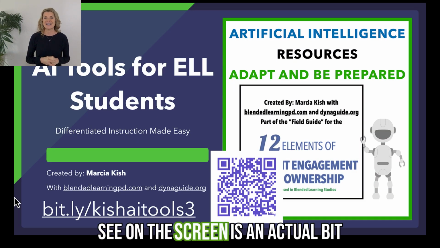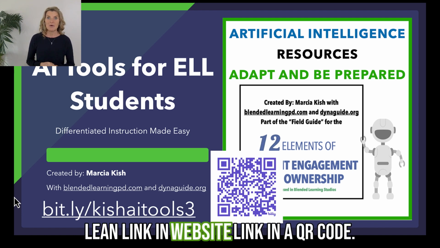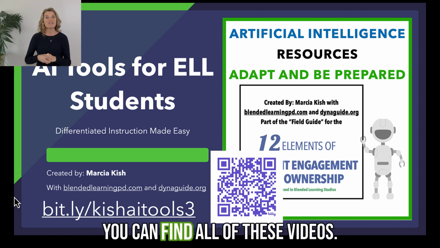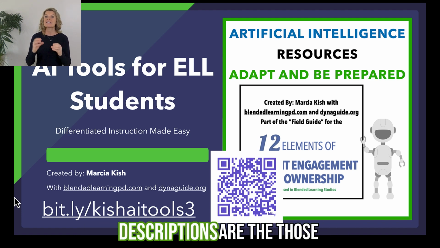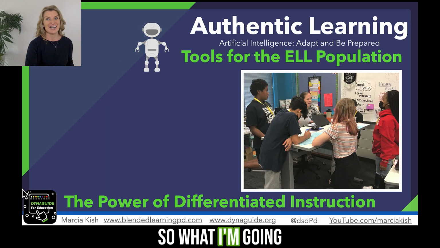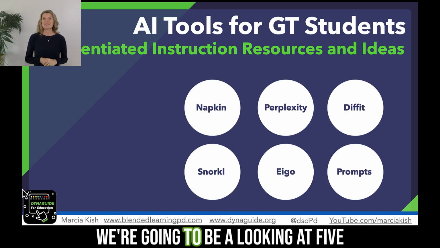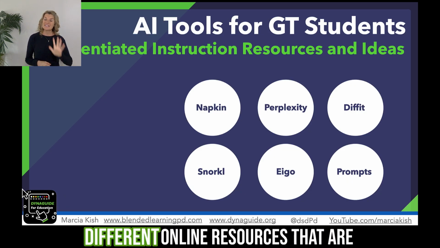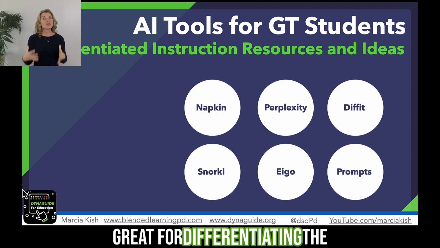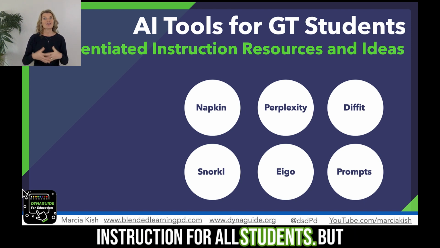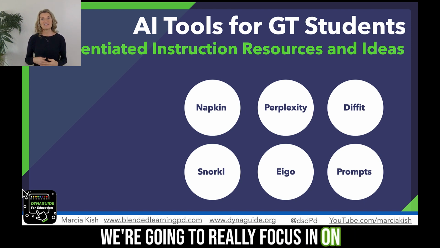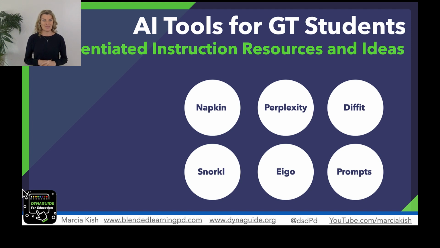What you see on the screen is an actual bit.ly link, a website link, and a QR code. You can find all of these videos, descriptions of the tools to differentiate. As we go through these videos, we're going to be looking at a total of 5 different online resources that are great for differentiating instruction for all students, but we're going to really focus in on that ELL population.